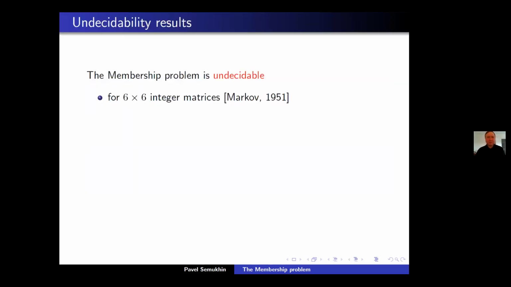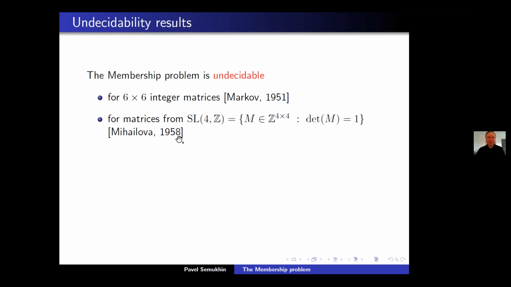And it's been known for a long time that in general, this problem is undecidable. For example, Markov showed in 1951 that this problem is undecidable for 6 by 6 integer matrices. And a few years later, Mikhailova showed that this problem is undecidable in SL4Z, which is the group of 4 by 4 integer matrices whose determinant is equal to 1.